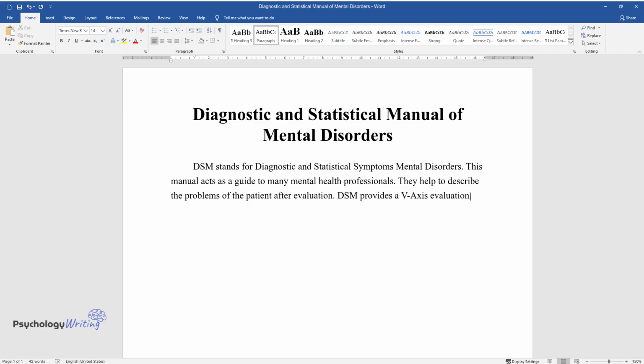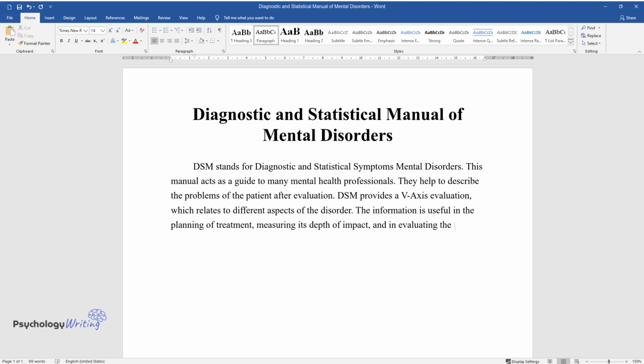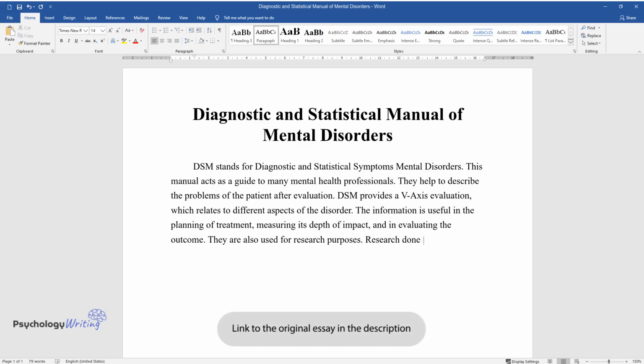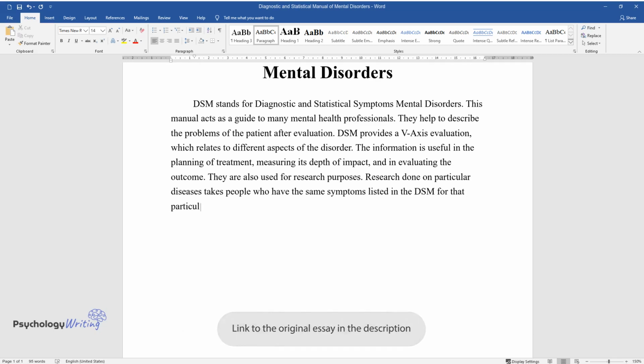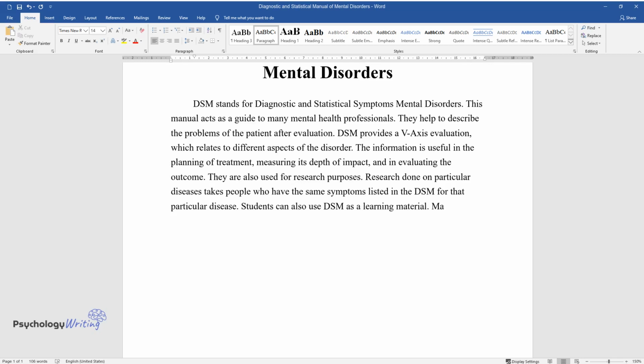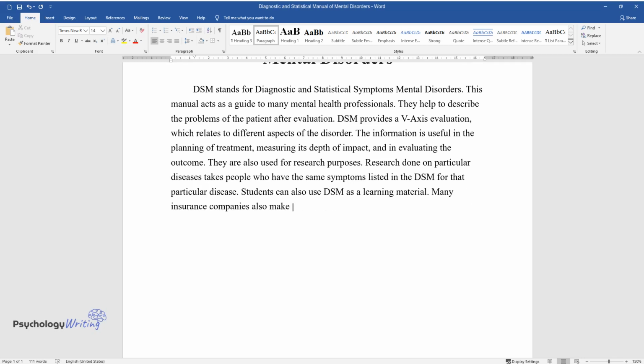DSM provides a five-axis evaluation, which relates to different aspects of the disorder. The information is useful in the planning of treatment, measuring its depth of impact, and in evaluating the outcome. They are also used for research purposes. Research done on particular diseases takes people who have the same symptoms listed in the DSM for that particular disease. Students can also use DSM as a learning material. Many insurance companies also make use of this five-axis evaluation for their clients.